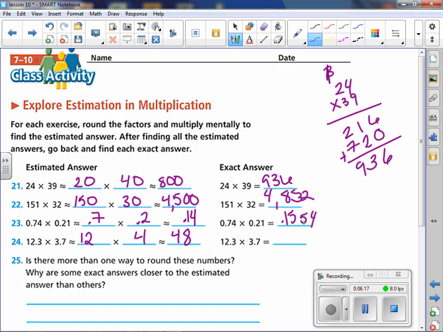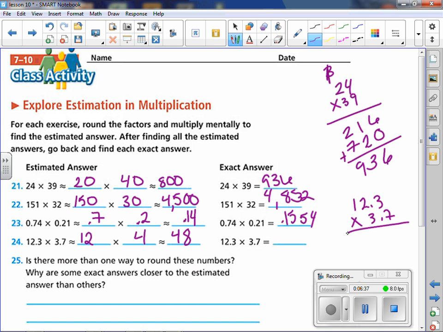1,554 ten thousandths. 12 and 4 tenths times 3 and 7 tenths. Let's go ahead and work that one out. 12 and 3 tenths times 3 and 7 tenths. Okay, work that one out, follow through.